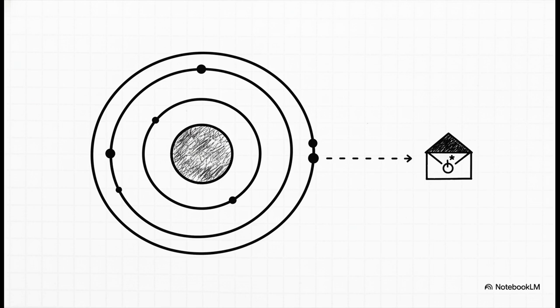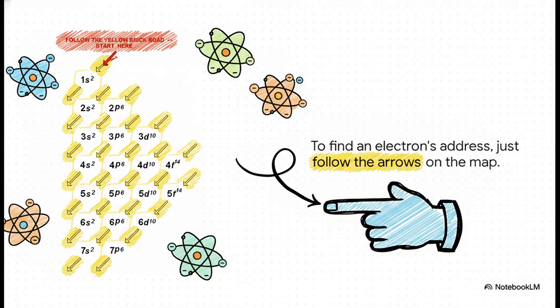You can think of it like each electron has its own unique address. Now, I know this diagram looks a little complicated at first, but it's really just a map. It's a tool for finding an electron's address.